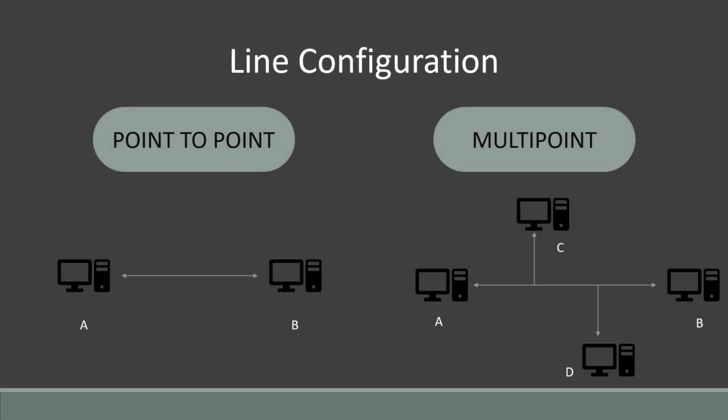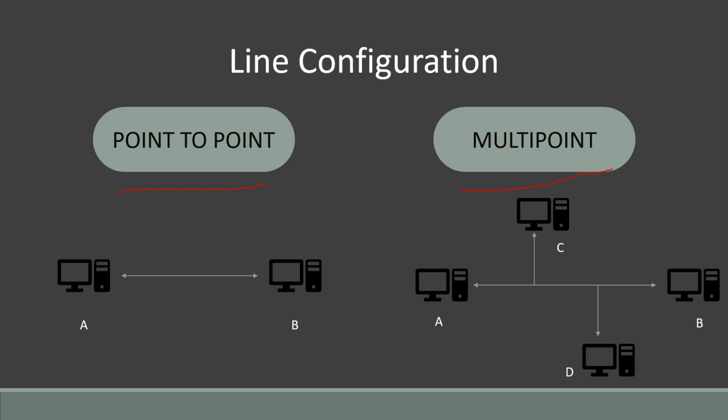Configuration can basically be explained as how the devices are connected to each other via a link. A link is a transmission path through which data is transferred between two or more devices. A device can be a computer, printer, or any other device capable of sending or receiving data from the other node device through the network. Line configuration can be of two types. First is point-to-point and the second one is multi-point configuration.